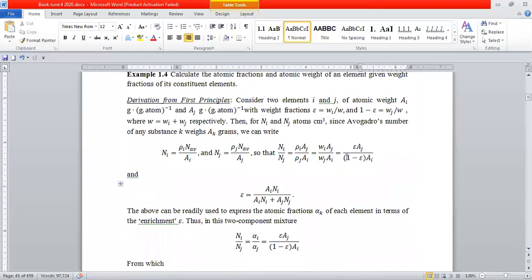Okay, let's come to example 1.4. Let me show you from first principles because these are not the things that you get from books for every situation. So I've come across situations where I've had the need to calculate my own number densities for my own mixtures and combinations that I'm considering.